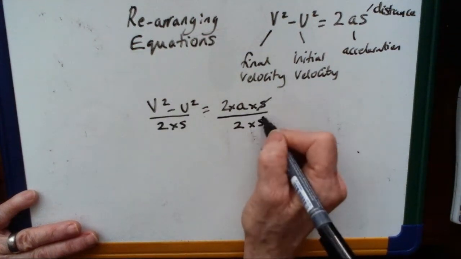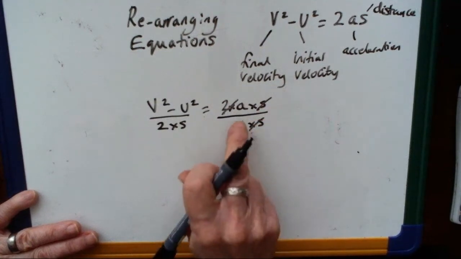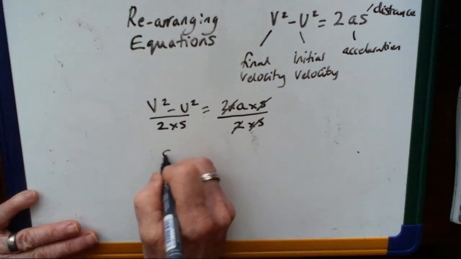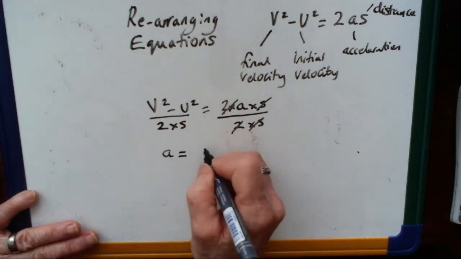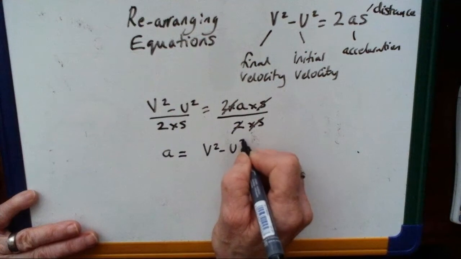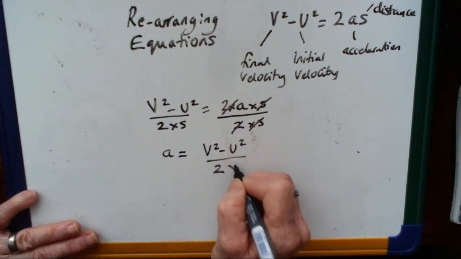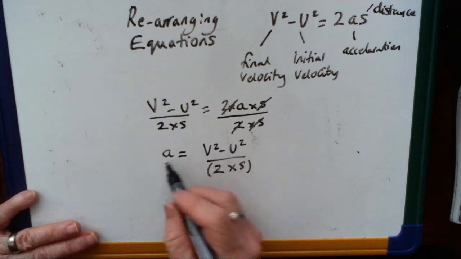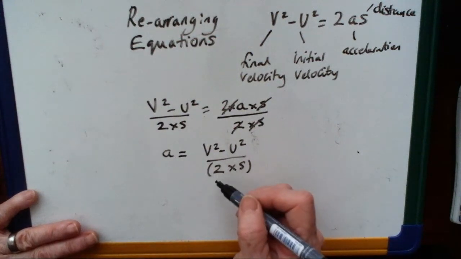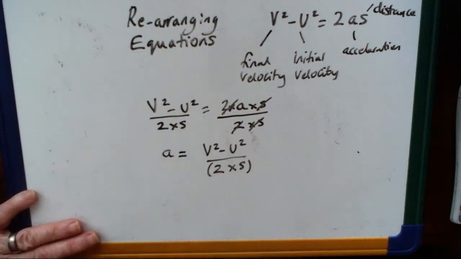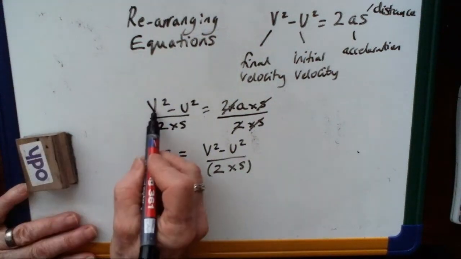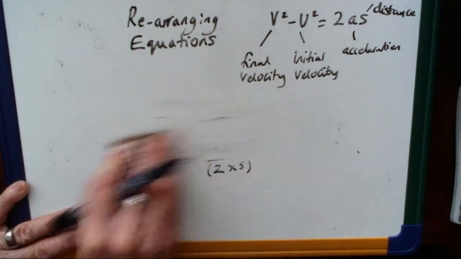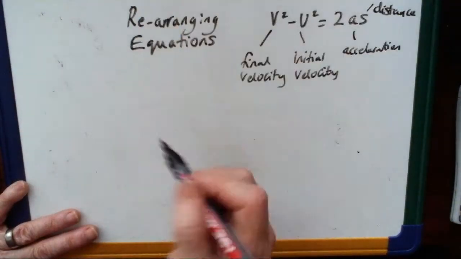So these now cancel out, leaving a on its own, and then we normally write it the other way round. So we normally say a equals v squared minus u squared over 2 times s. Okay, so that's an easy rearrangement. Something slightly more complicated is to get v squared on its own or u squared. I'll show you how to do that and then I'll give you an example.